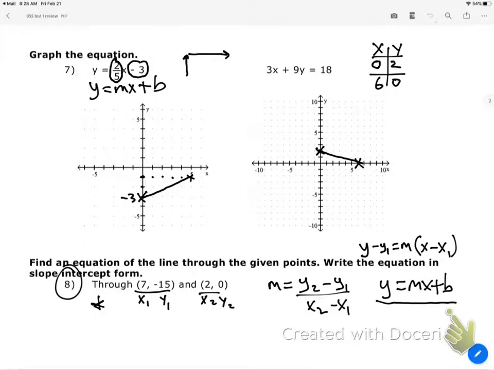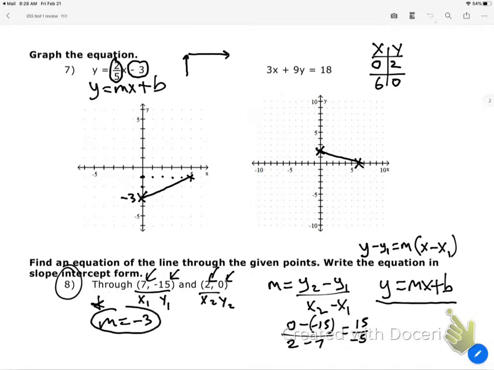So y2, okay, is 0. So 0, take away y1 is -15. Watch the double negative there. x2 is 2. Take away x1, which is 7. So I get 0 plus 15 is 15. 2 take away 7 is -5. The slope, m, is going to be -3. That is the slope, 15 divided by -5, okay?